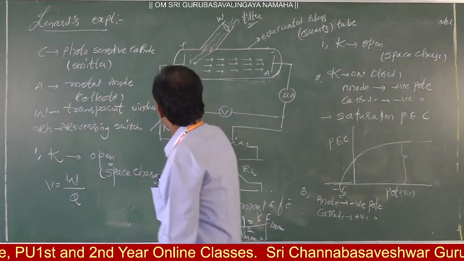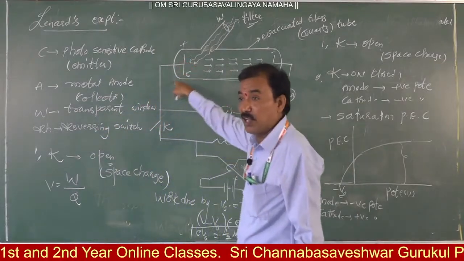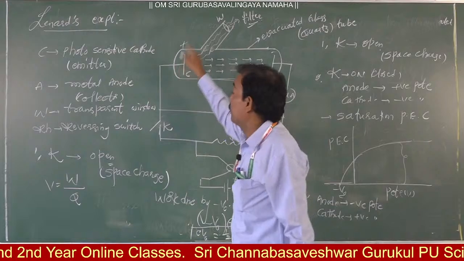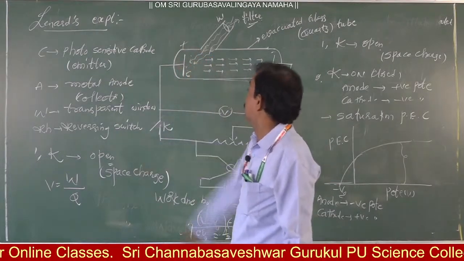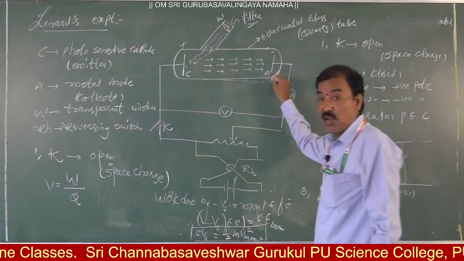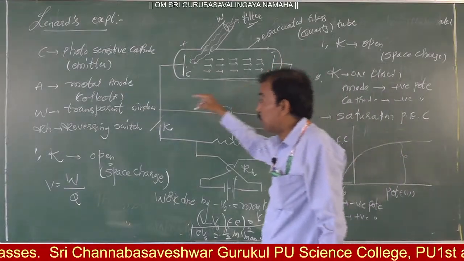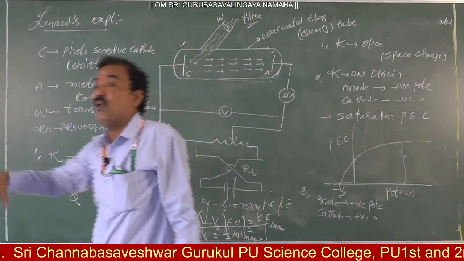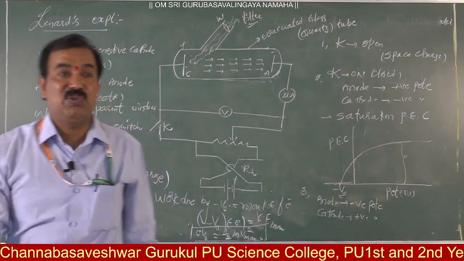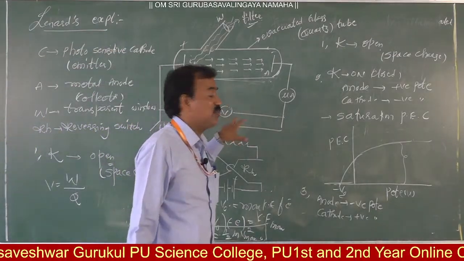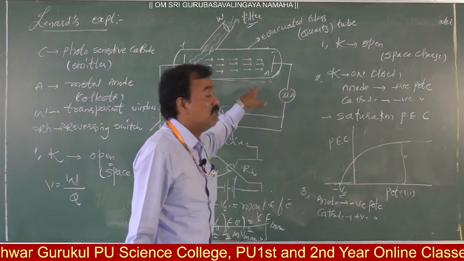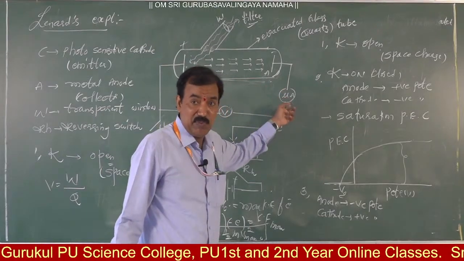Next, C is the emitter to emit the electrons, nothing but the cathode, a metal electrode. A is the anode, also called the collector, collecting all the electrons from the metal surface. V is the potential difference between the anode and cathode. And this is the microammeter.